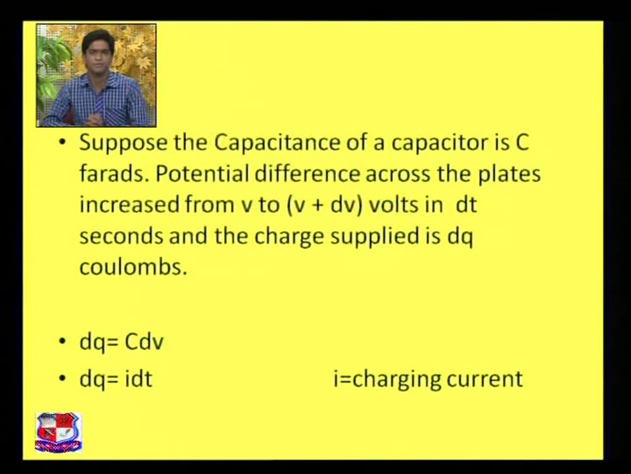We have learned before that q is equal to I into t. It means that the charge is equal to current into time. So that here dq is the change of charge and dt is the change of time. So that we can write that dq is equal to I into dt, where I can be known as charging current.